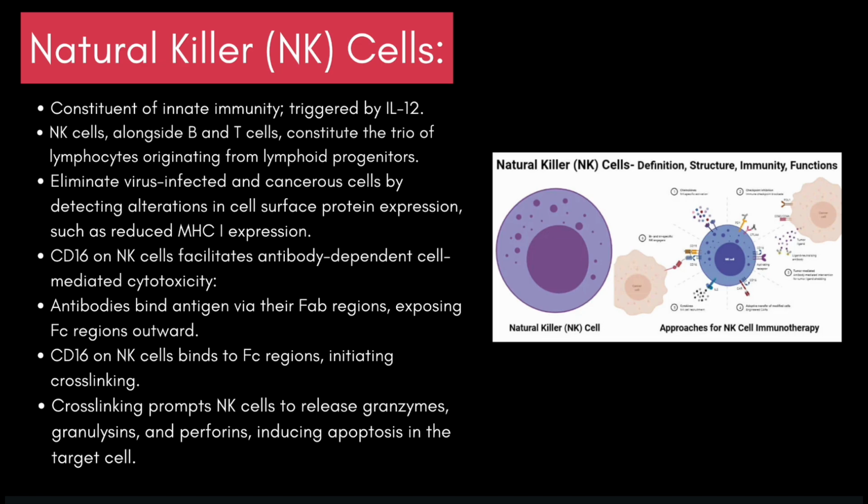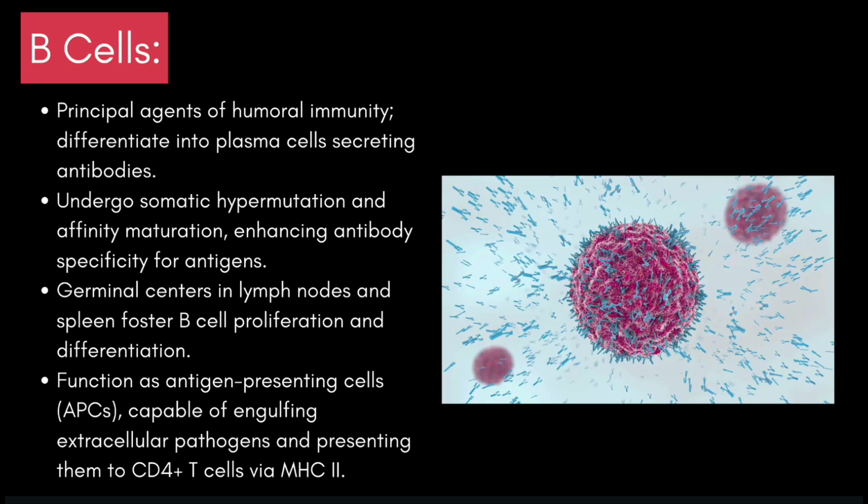Let's go ahead and move on to the next type of cell we'll be discussing. We're going to be talking about B cells next. B cells are the principal agents of humoral immunity. These differentiate into plasma cells secreting antibodies. B cells undergo somatic hypermutation and affinity maturation, enhancing antibody specificity for antigens.